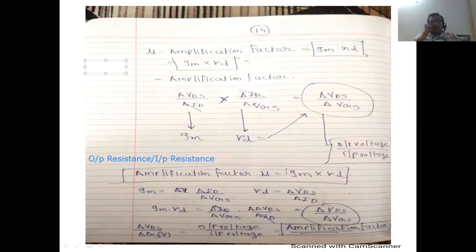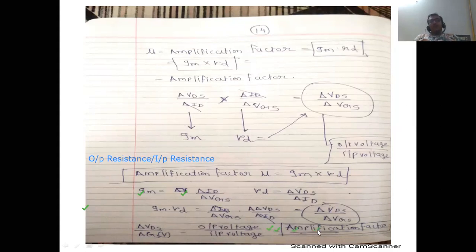See this, this page is divided into two parts. Reverse process. It is reverse engineering. I have written here that this is known as reverse engineering. Delta ID upon delta VGS upon delta ID, delta ID cancel. Output voltage by input voltage. Obviously, it is known as amplification.